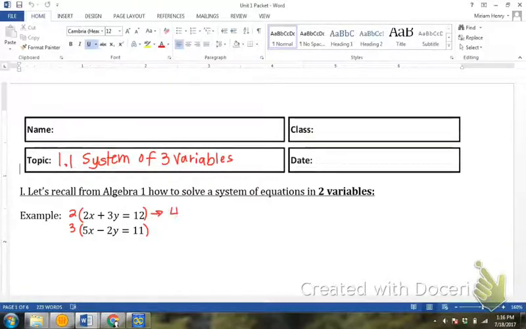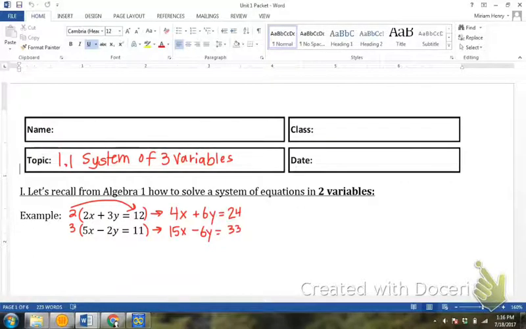So I have 4x plus 6y. And we remember we have to multiply the 12 as well, right? We have to multiply everything. So that's going to equal 24. Next, we'll multiply the 3 out, and again, we're writing beside, not underneath. 3 times 5 is 15x. 3 times negative 2, negative 6y. And 3 times 11 is 33.